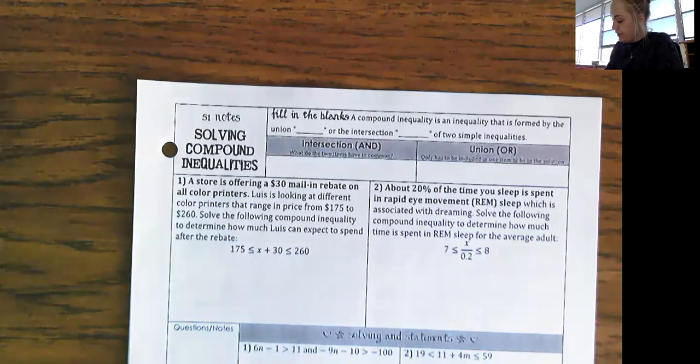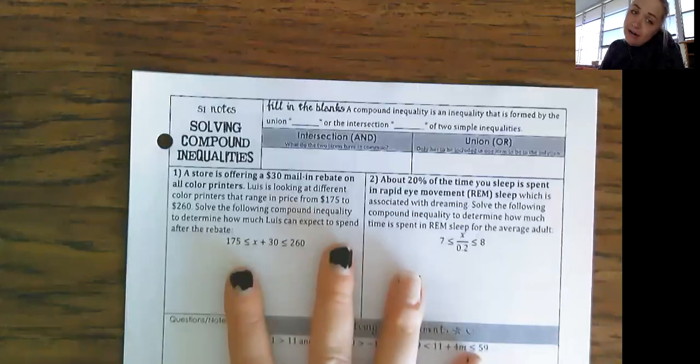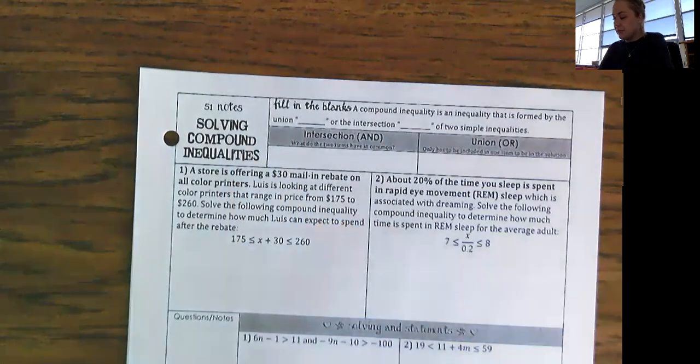Hey, ninth graders, we are looking at page 40 in your math binder. So if you don't have it out already, please pull out page 40. It is titled Solving Compound Inequalities. We're going to start by filling in these blanks at the very top.